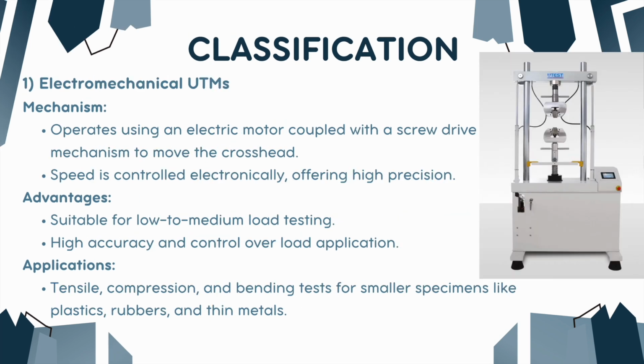So in electromechanical UTMs, the mechanism is simple. It operates using an electric motor coupled with a screw drive mechanism to move the crosshead, and the speed is controlled electronically, so it offers high precision. The advantages are suitability for low to medium load testing, and high accuracy and control over load application. This is where the electromechanical drive system is differentiated from hydraulic. The applications are tensile, compression and bending tests for smaller specimens like plastics, rubbers, and thin metals, conducted in these electromechanical UTMs.